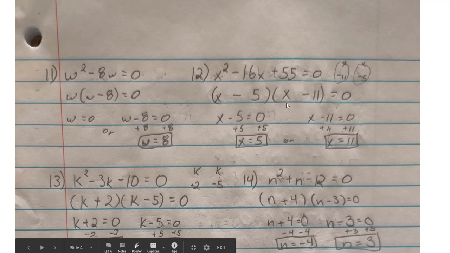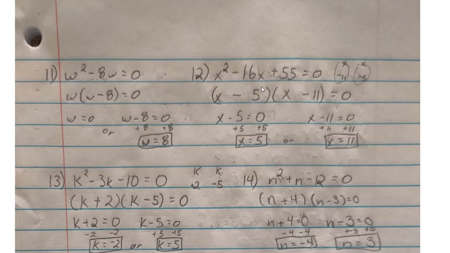Okay, number 12. We're going to factor this guy out. Both of the signs are the same, so that means the sum of them has to be 16. So they're both negative here. Remember those rules for the factoring quadratics. All right, add 5 to both sides, add 11 to both sides. X is either 5 or 11.